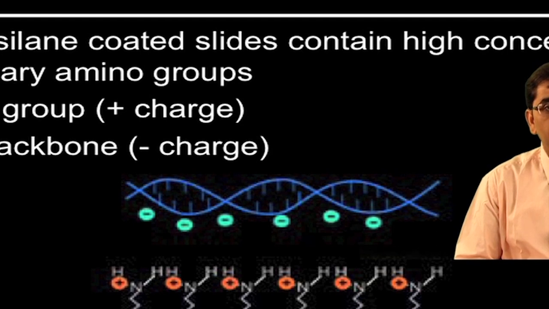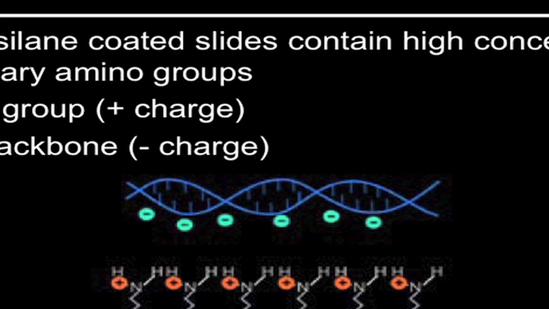Amino groups provide a positive charge. When placed in contact with the neutral aqueous solution, the groups become positively charged. As you know, the DNA backbone possesses a negative charge. So, DNA backbone forms multiple ionic interactions with positive charge amino group coating, as you can see in this glass slide.